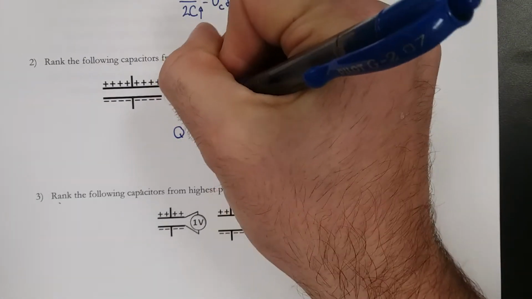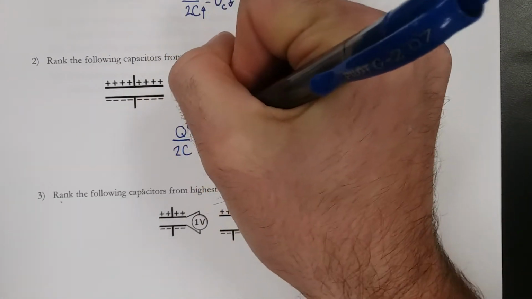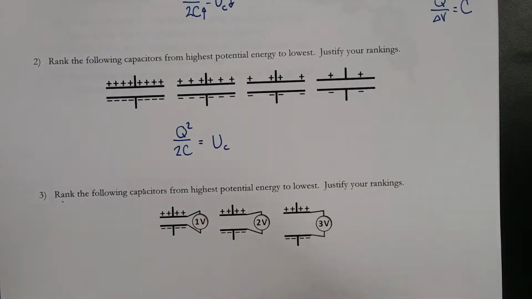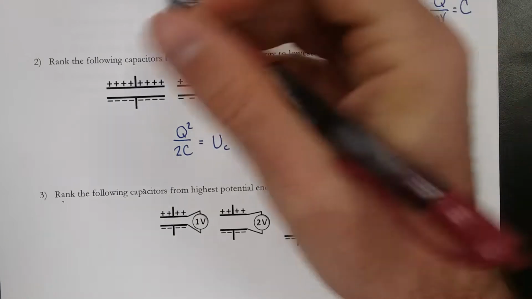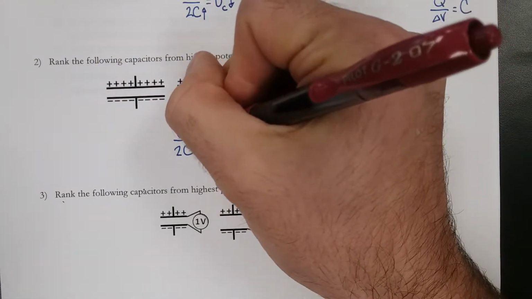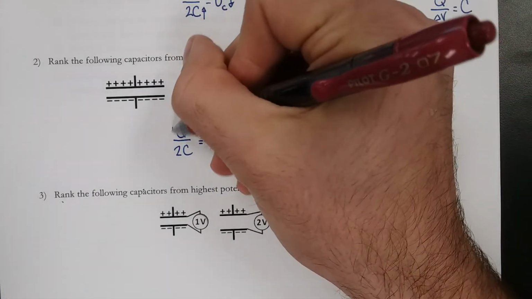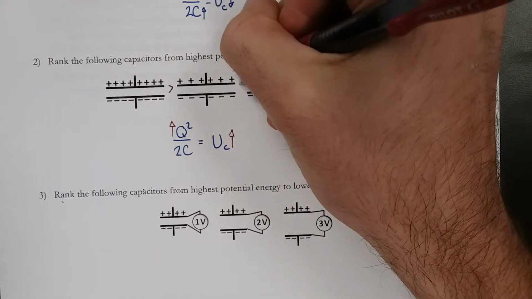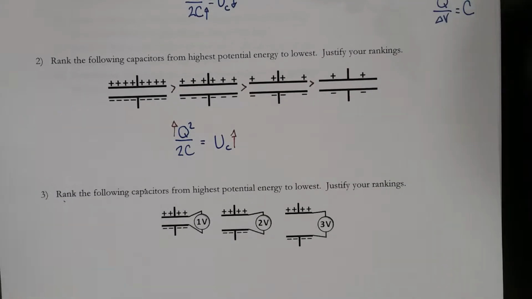Here, I see that they now have different Q's, but the same C's. Well, I'm still going to use Q squared over 2C equals U sub C. But in this case, Q is the thing that's changing, and C is our constant. Here, the more charge, the more potential energy. So this one is bigger and bigger than that one.